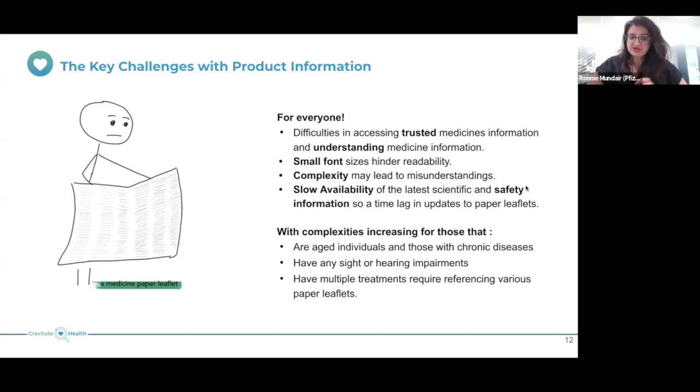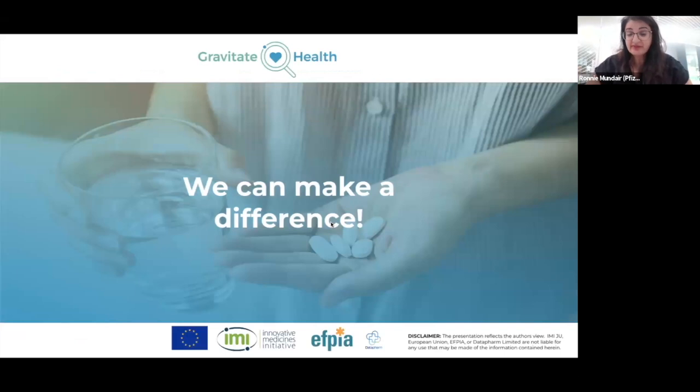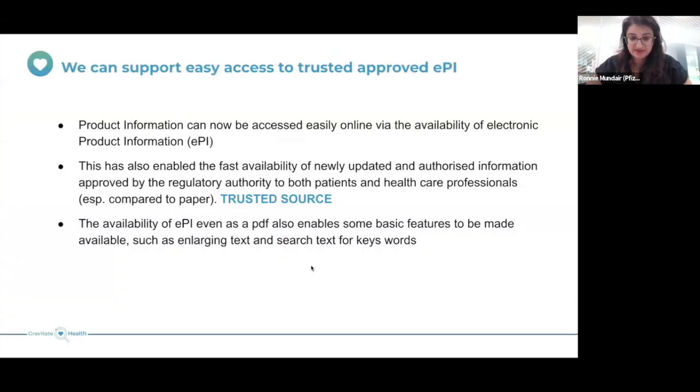So that actually pushes people to look on the World Wide Web. And quite often, we're finding that actually accessing trusted information can be a problem. And this is also a key challenge for those patients that we know are aged or have chronic diseases, have sight or hearing impairments, or are on multiple treatments, and they need to refer to various paper leaflets that all have information that could be really important but hard to decipher. Next slide, please. But we can make a difference on how that information is presented to our patients and ourselves.